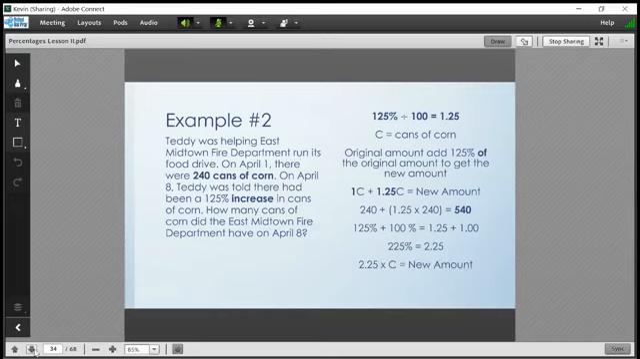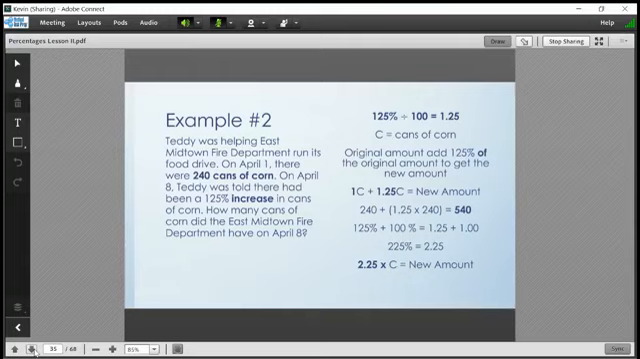So what I can now do is combine it and do 2.25 times the cans of corn to get the new amount. All I've done is make this a little bit simpler. I'm just taking that percentage, adding it to 100%, and then multiplying it by that original amount to get my new amount. So my original was 240. I'm multiplying it by 2.25.